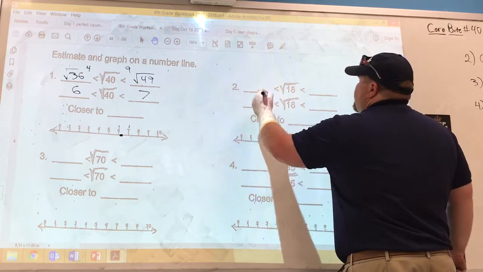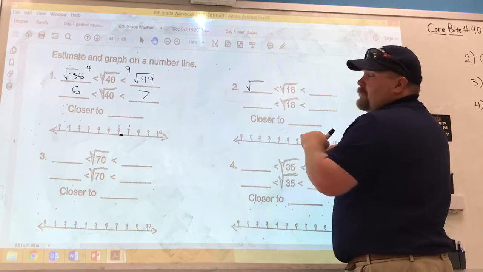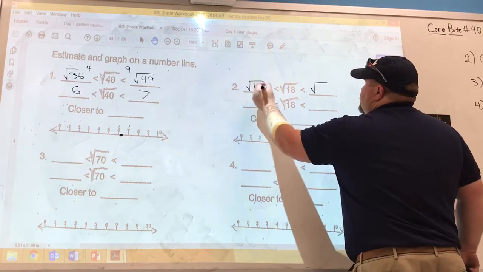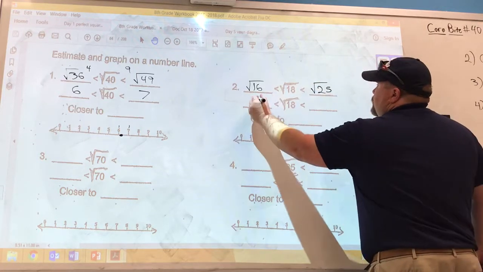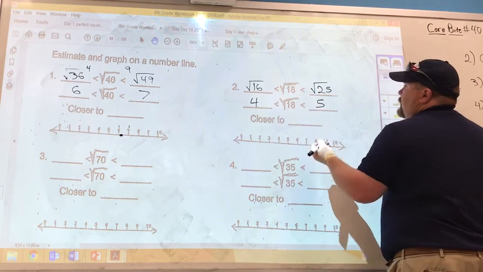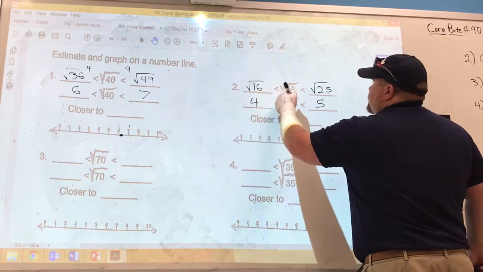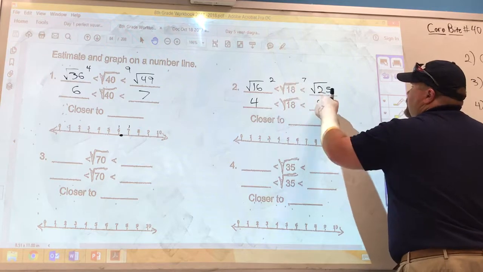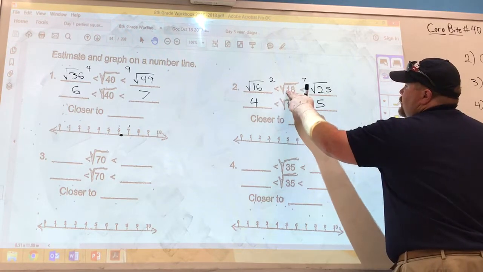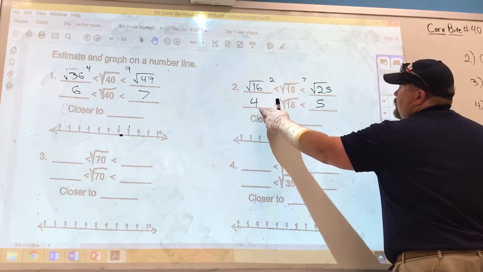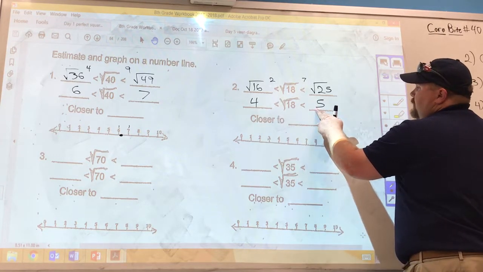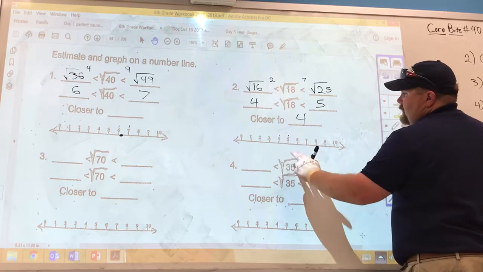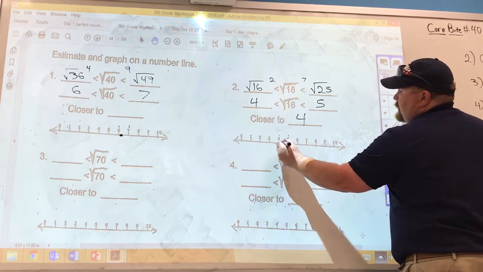Number 2, the square root of 18. Well, the square root of 18, it's surrounded by 2 perfect square root problems. And that would be the square root of 16 and the square root of 25, which we know is 4 and 5. And we look to see which one it's closer to. 16 is 2 points from 18. 18 is 7 points from 25. So the square root of 18 is much closer to the whole number 4 than it is to the whole number 5. So closer to 4. We know it's going to be in between 4 and 5, so I have to have it in this area. And it's closer to 4.